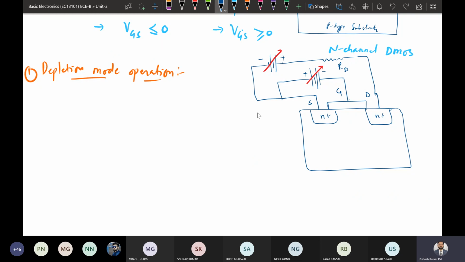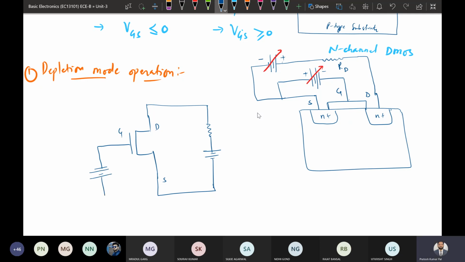This is the structure. In terms of the symbolic representation, it is of n channel, so we connect it with a resistor to the positive supply. This is the source, this is the drain, this is the gate, and the gate will be reverse biased, so it is biased with this.